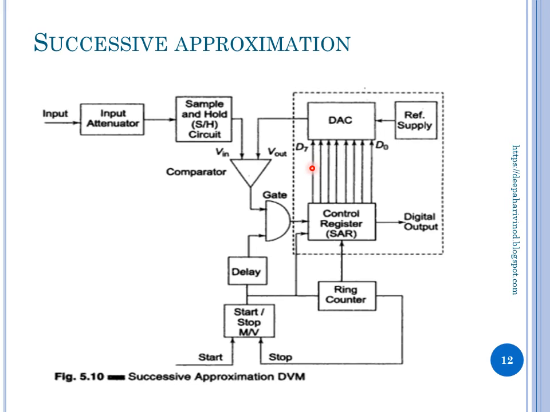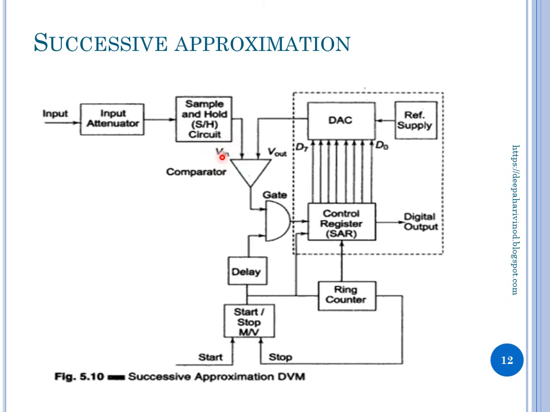Now the ring counter advances one count, that is 1 1 0 0, D7 and D6 are 1, the rest all bits 0. This causes the digital to analog converter to increase its reference output by 1 increment to 1 by 4 volt, that is 1 by 2 plus 1 by 4, and again compared with the unknown input. So the output becomes 1 by 2 plus 1 by 4 and that output is again compared with the unknown input.